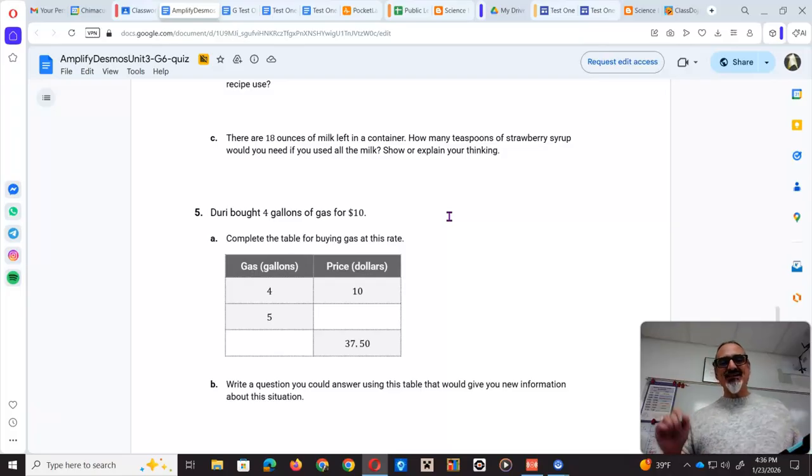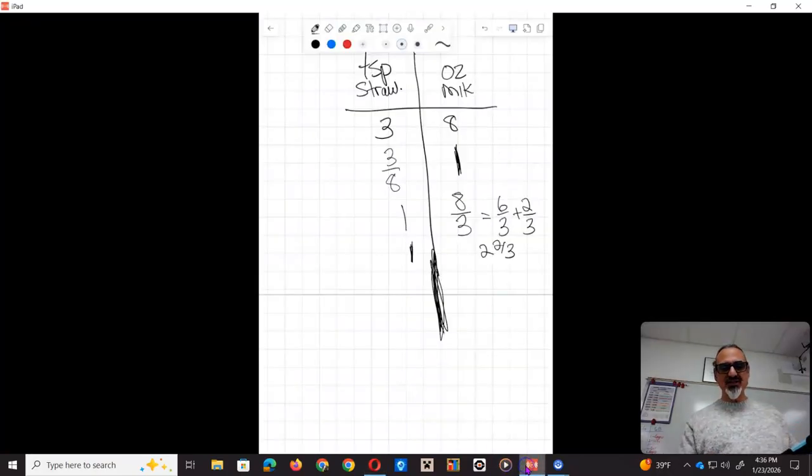So now there are 18 ounces of milk, and I need to figure out how many teaspoons of strawberry syrup I need if I want to keep the recipe, meaning I want an equivalent ratio. So here's the next step for kids: where does that 18 ounces of milk go? Well, it's in what I just said. Here's ounces of milk, so the 18 is going to go in the column for ounces of milk.